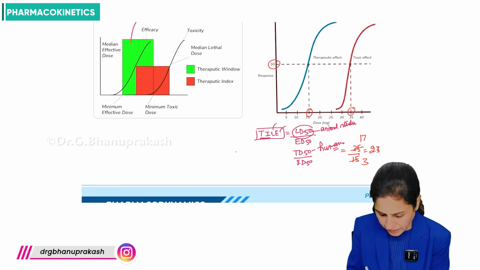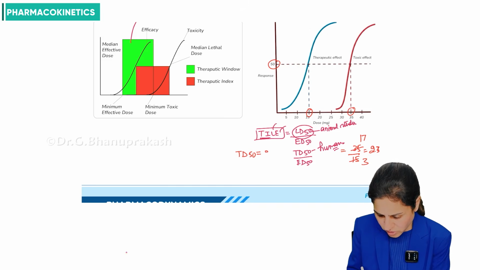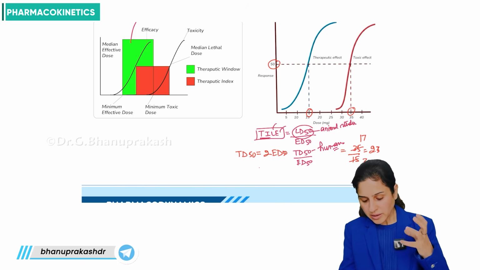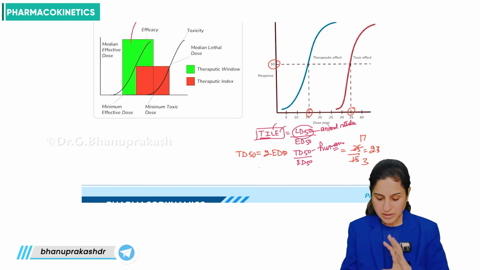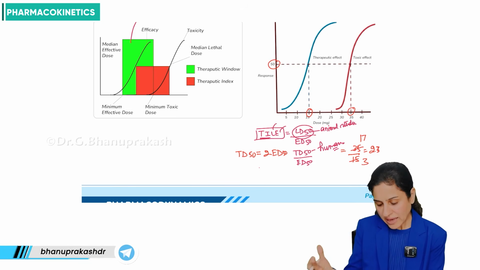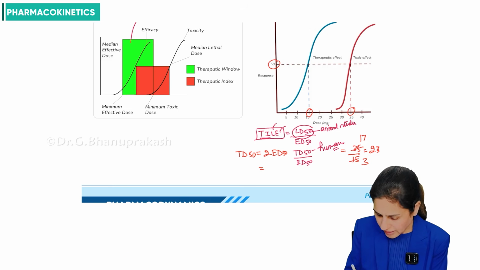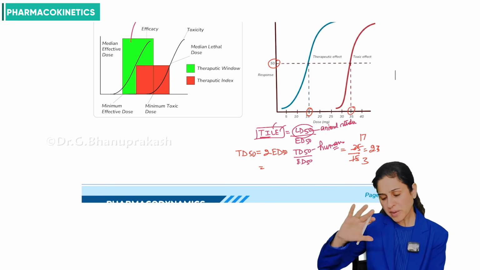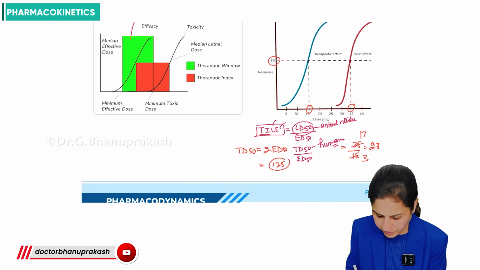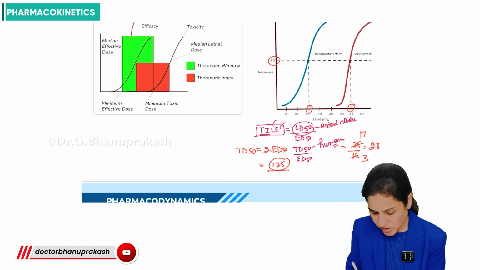So what does it mean? That TD50 is equal to, let's say, around 2 times the ED50. So twice the effective dose. If you increase the dose by 2 times, the toxicity will appear. But let's say on the other hand, we have a drug where the toxic dose appears at a much later point. So let's say it is 125. The TD50 is 125 divided by this.